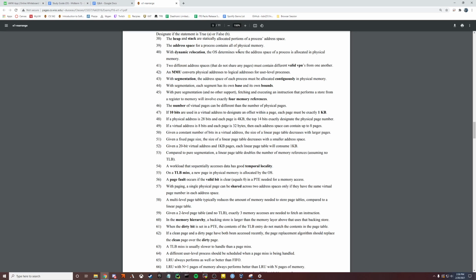Can two things have the same virtual thing but still different physical? I think that's correct. So I think this would be false because each process has its own virtual thing. That's the whole thing, right? It tricks each process into thinking that it has access to all of the physical memory itself, when in reality it doesn't. Yeah, that's right. Okay, so 41 is false.